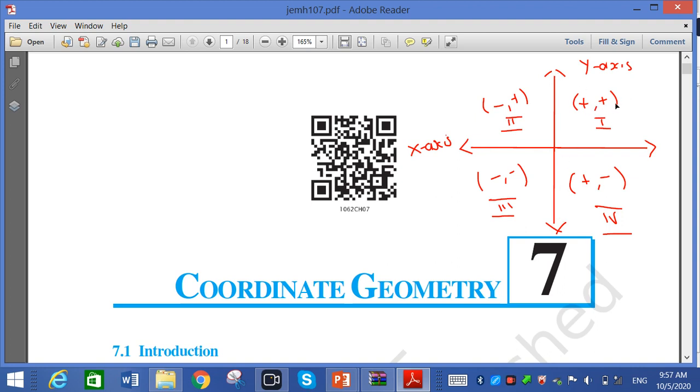In the first quadrant both are positive, in the second quadrant minus, plus. So (-3, 5) should be in the second quadrant. (3, 5) should be in the first quadrant. (-2, -4) should be in the third quadrant. And (3, -5) is in the fourth quadrant. So coordinate geometry means related with the quadrants.